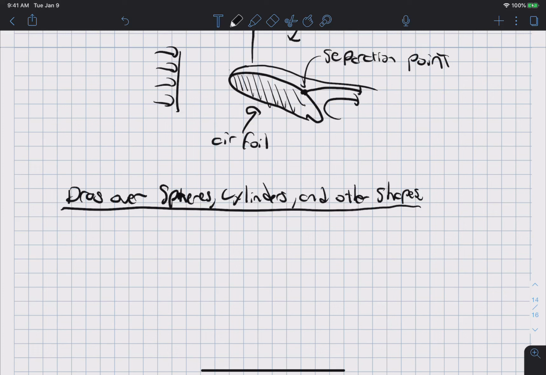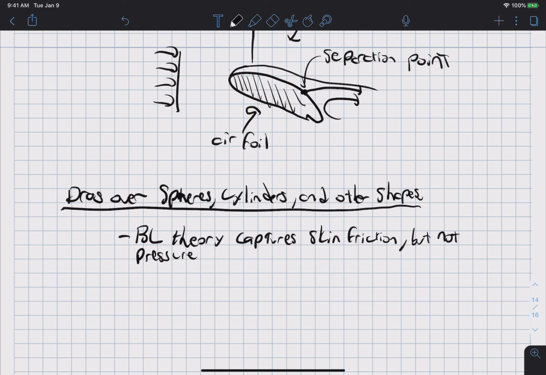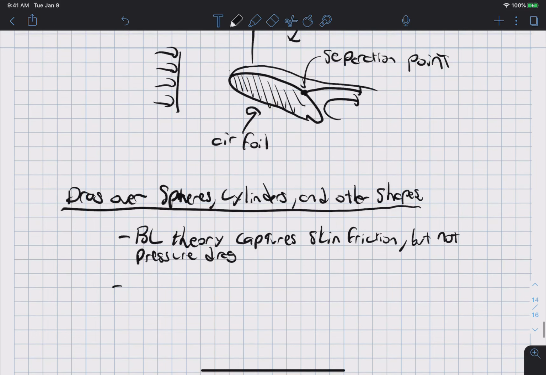Boundary layer theory captures skin friction, but not pressure drag. So it gets skin friction, but not pressure drag.